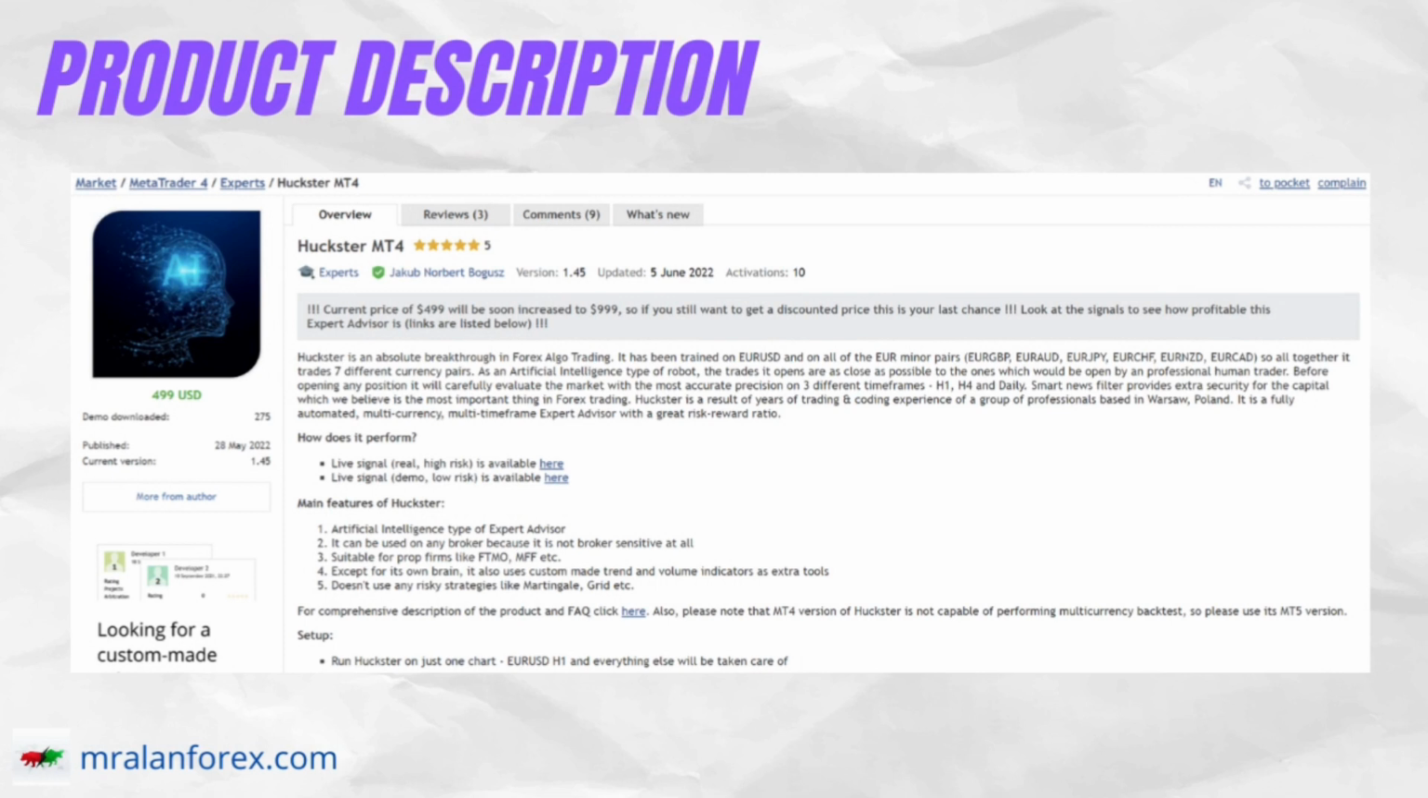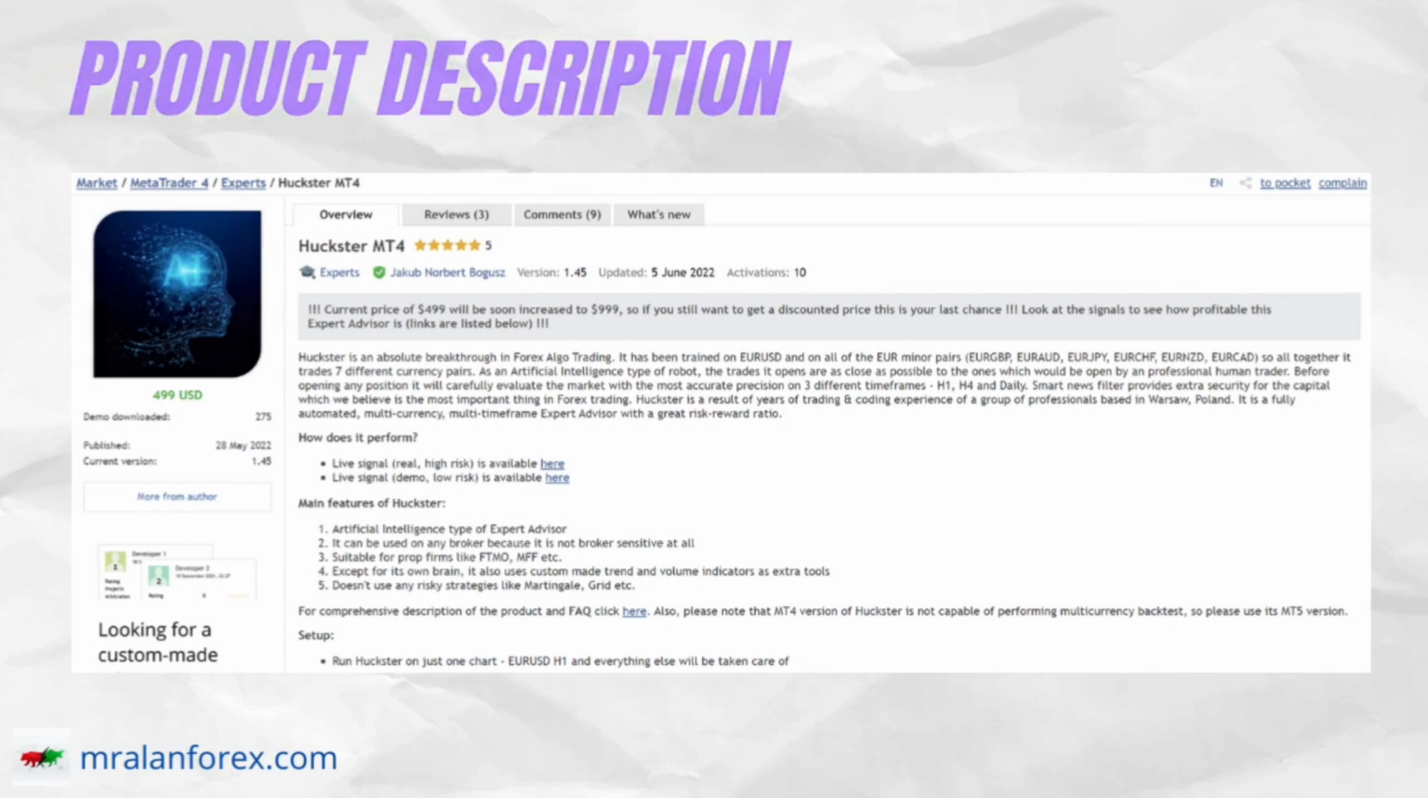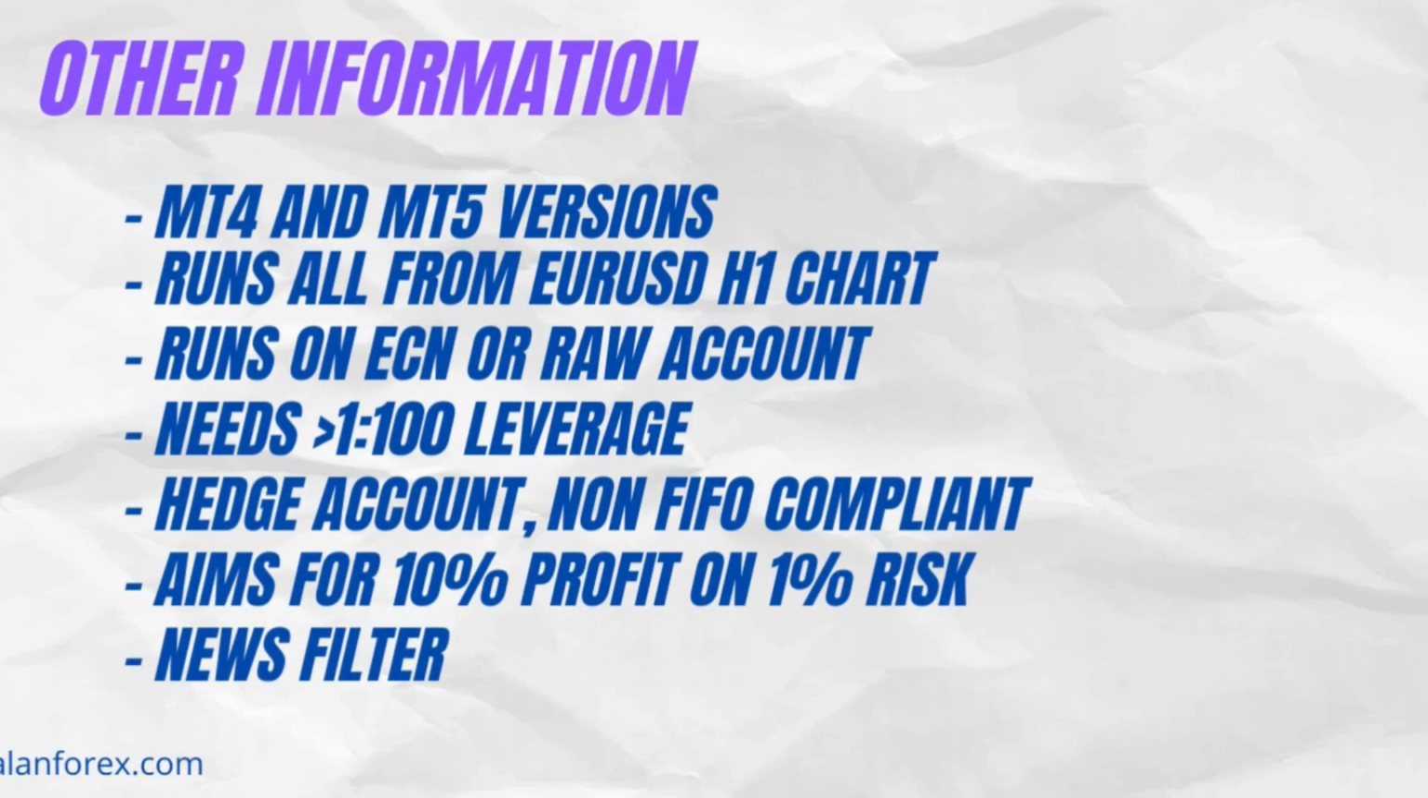There's a live signal, so we'll look at that a bit later, and there are various other features listed as you can see. I also followed the FAQ link and summarized the findings in the next slide. Okay, there are both MT4 and MT5 versions of Huckster, both available on the MetaTrader marketplace. We know already that it's a multi-currency trading robot, trading multiple Forex pairs, and it does this all through running on one euro-dollar hourly chart.